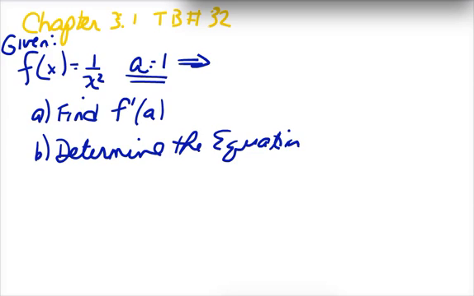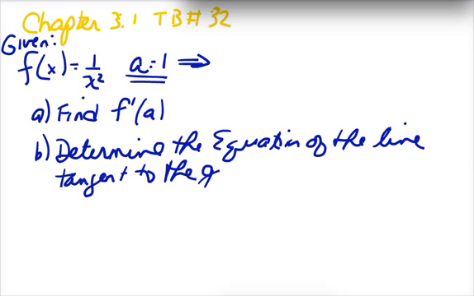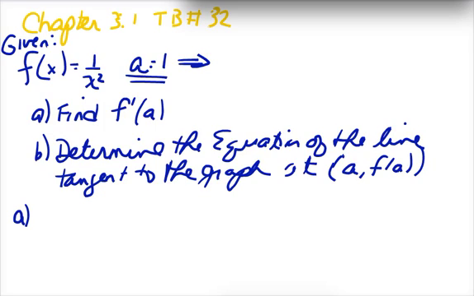of the line tangent to the graph at the point a, comma, f of a. Okay, so part A, what we need to do is find the derivative at a.